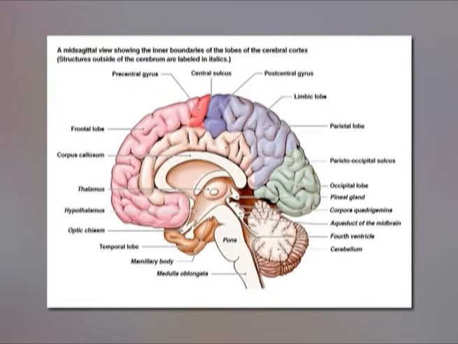They are attached to each other on the inferior side by a 10 centimeter thick curved band of about 200 million myelinated nerve fibers called corpus callosum. Anterior part of corpus callosum is folded back, called genu. Posterior part of corpus callosum is a knob-like structure called splenium.